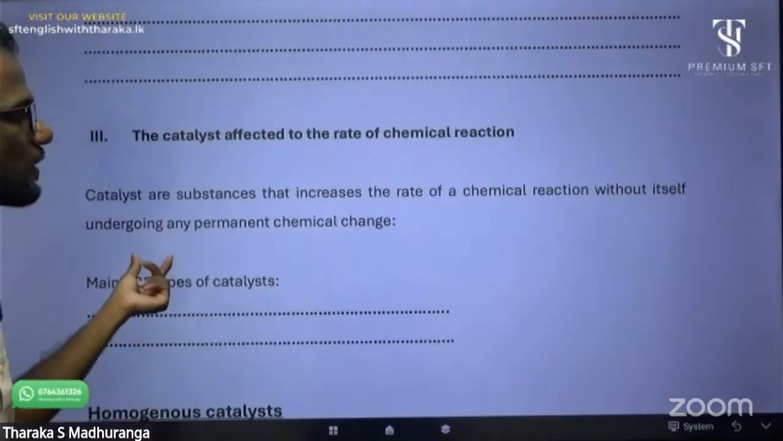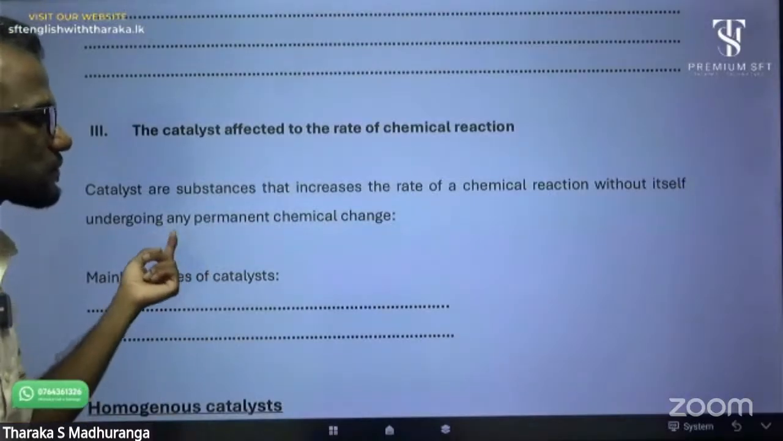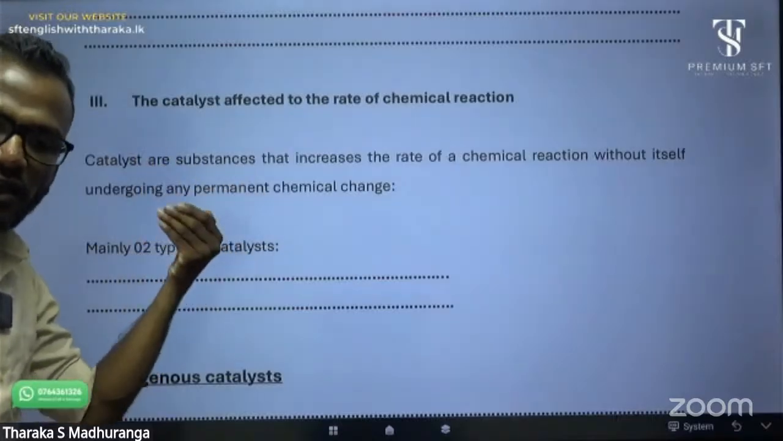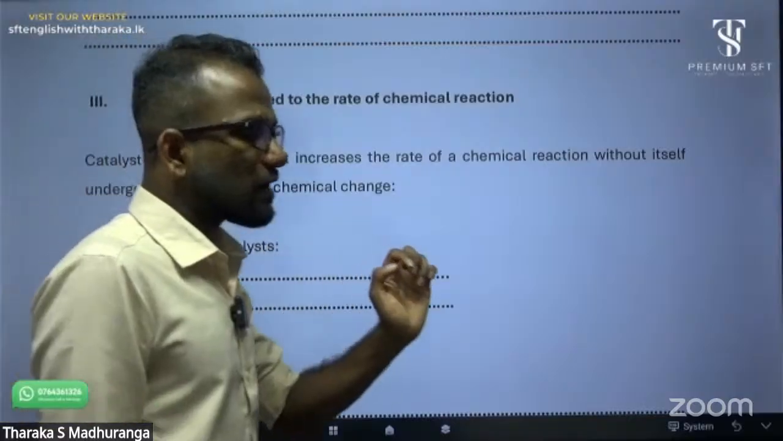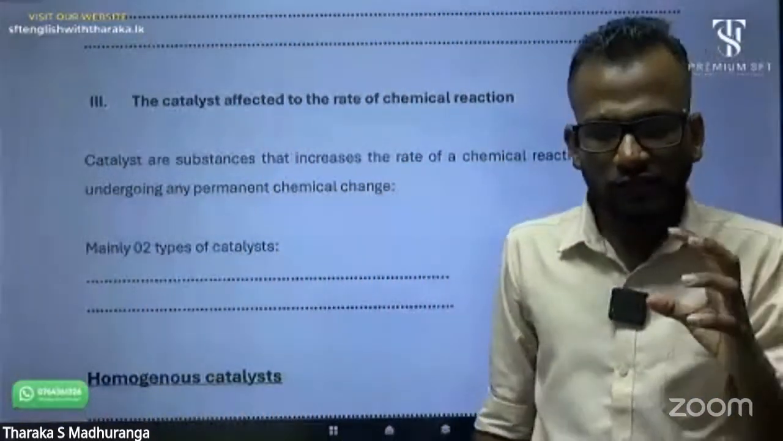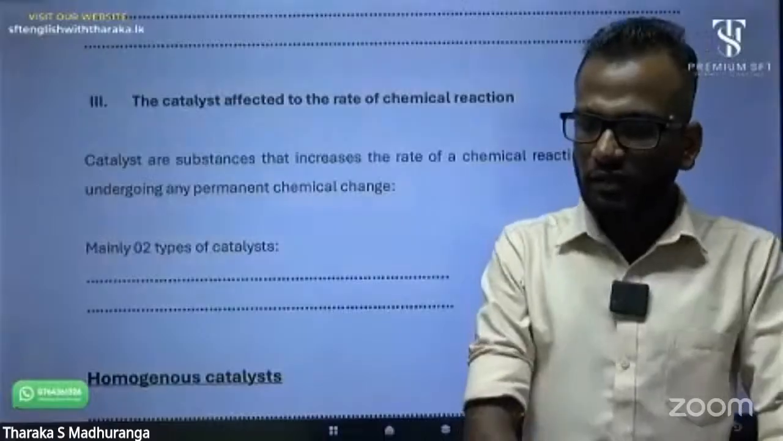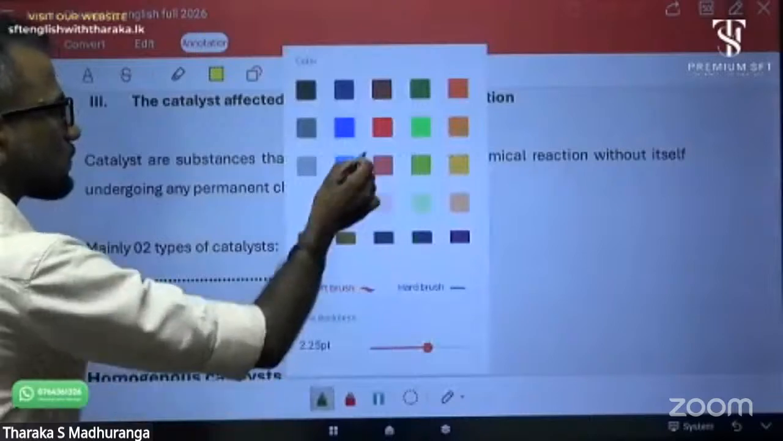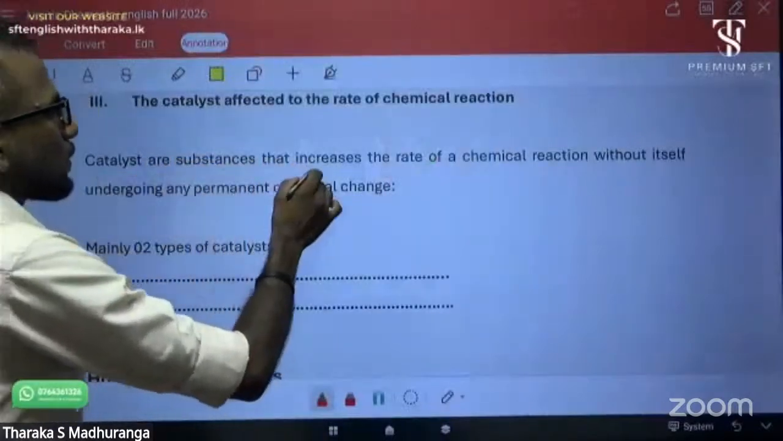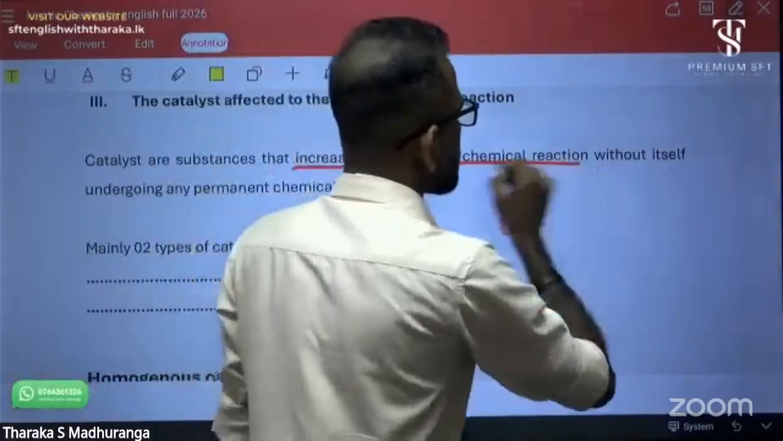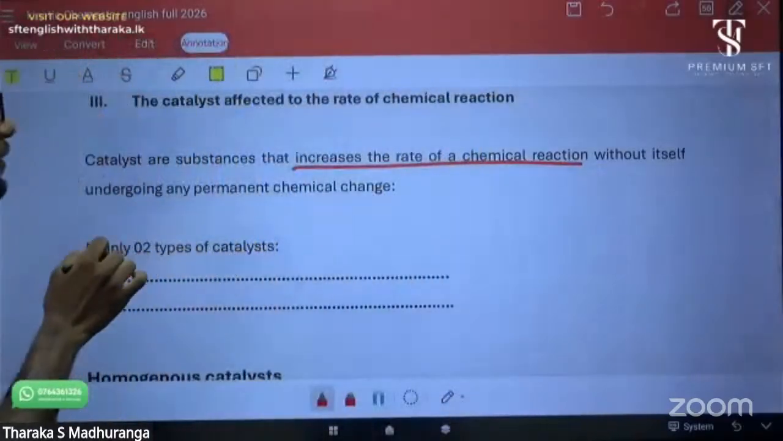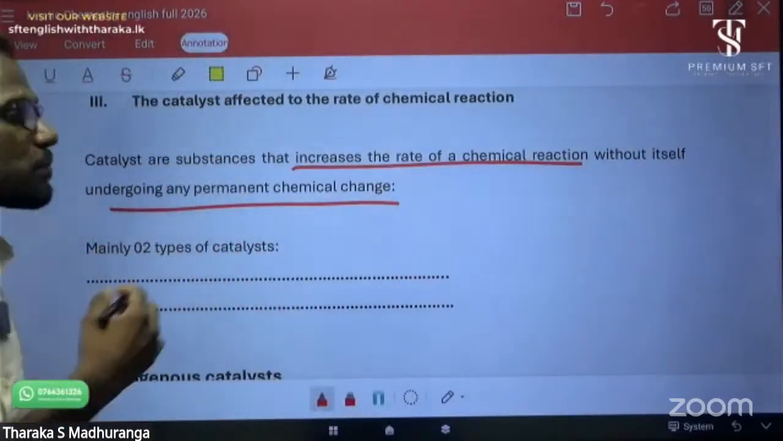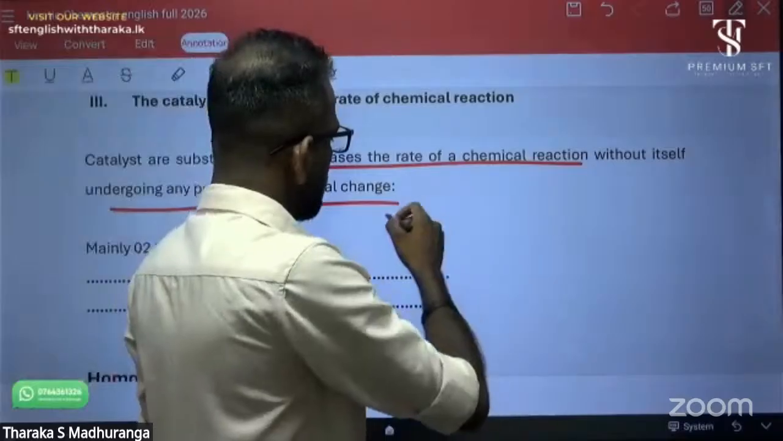Catalysts are substances that increase the rate of chemical reaction. And in that way, most catalysts are increasing, but some catalysts are decreasing. There are catalysts that decrease the rate. Okay, let's see. Catalysts are substances that increase the rate of chemical reaction without undergoing any permanent chemical change. Without permanent chemical change.